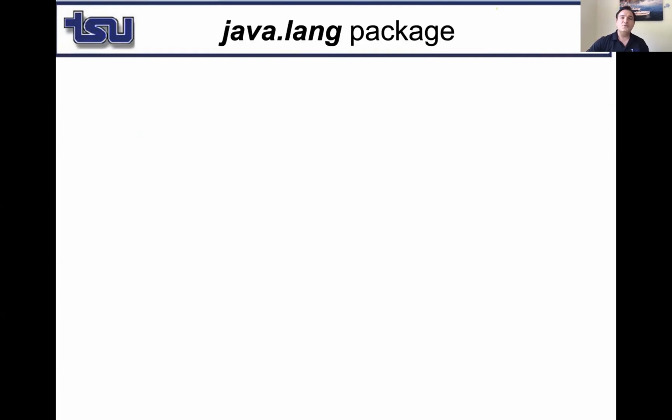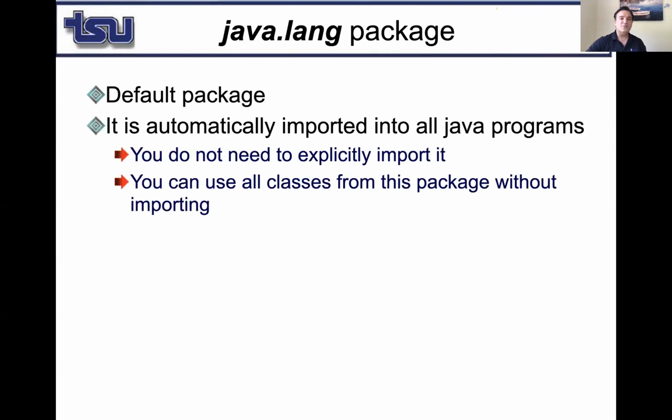So the first package that you must know by heart is the java.lang package. As you guess, lang stands for language. This is called the default package. The reason that it is called the default package is that java.lang is automatically imported into all Java programs. You don't need to explicitly import it. Whenever you have a Java program, boom, Java adds the java.lang package for you so that all the classes in that package are available at your disposal.